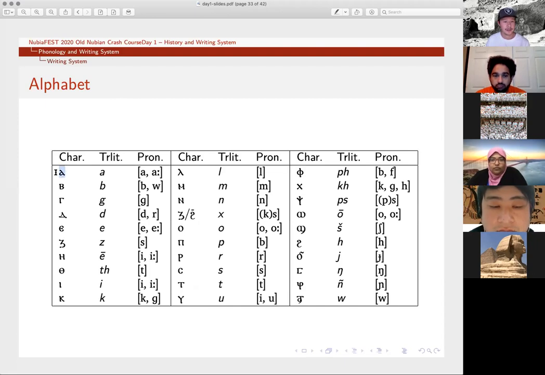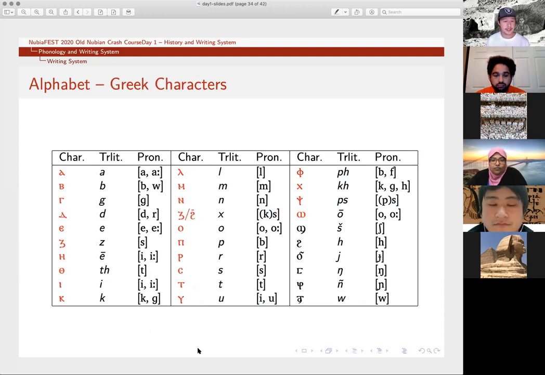So vowel characters do not indicate length. This is one thing. We have a number of characters that we do not know exactly how they were pronounced, simply because Old Nubian, or let's say Nubian phonology, does not allow complex consonant clusters. So it seems unlikely that these things were pronounced as they were pronounced in Greek.